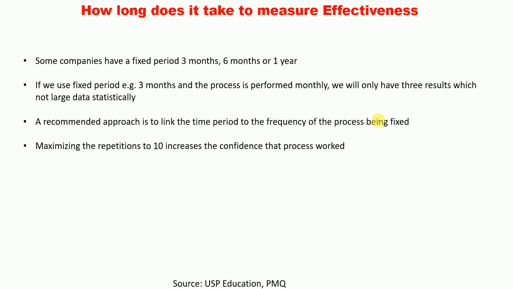How long does it take to measure effectiveness? That depends. Some companies have a fixed period of 3 months, 6 months, or 1 year. If we use a fixed period of 3 months and the process is performed monthly, we will only have 3 results, which is not large data statistically. Therefore, the recommended approach is to link the time period to the frequency of the process. If we use the process frequently, then we also adjust the time accordingly for the CAPA.